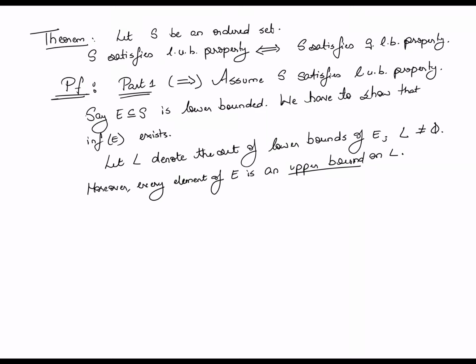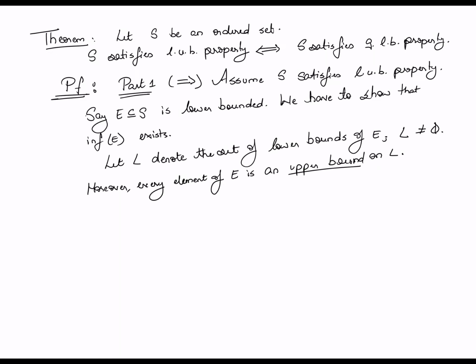Okay, this is important. So if I have a subset E which is lower bounded, now I can define the set of lower bounds. Let L be the set of lower bounds. Not only is L non-empty, but L is bounded from above. Why is L bounded from above? Well, because every element of E is in fact an upper bound on L. Think about that a little bit and convince yourself that that is the case.